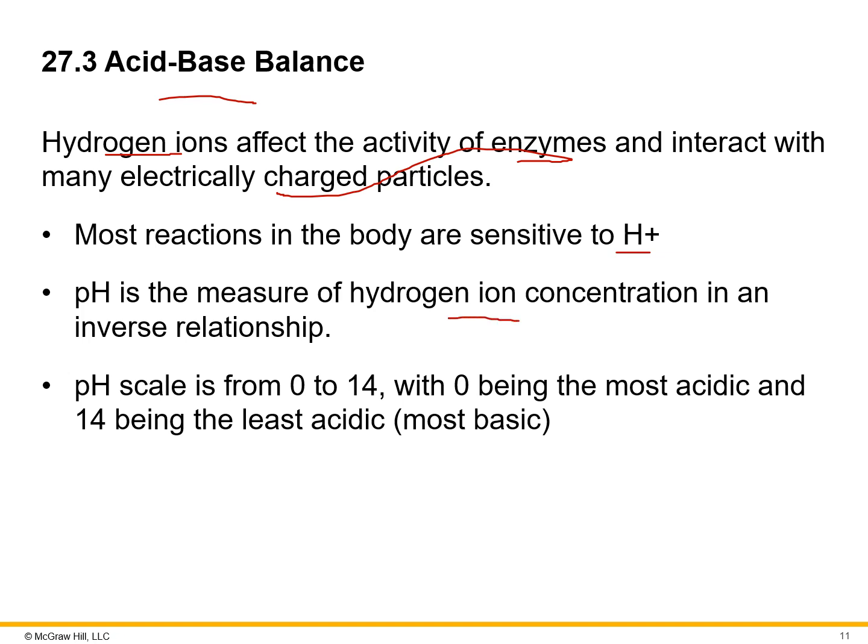So pH is a measure of the concentration. It is an inverse relationship, meaning a low pH, like 0, that's the most acidic, meaning the highest amounts of hydrogen ions, whereas a pH of 14, which is the range, 0 to 14, is the least acidic, with the least amount of hydrogen ions. We also say it's the most basic, which is the amount of hydroxide, OH ions.